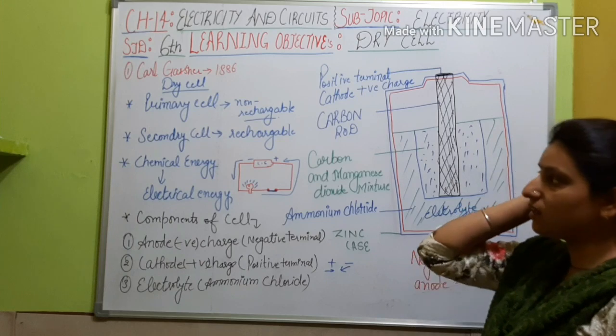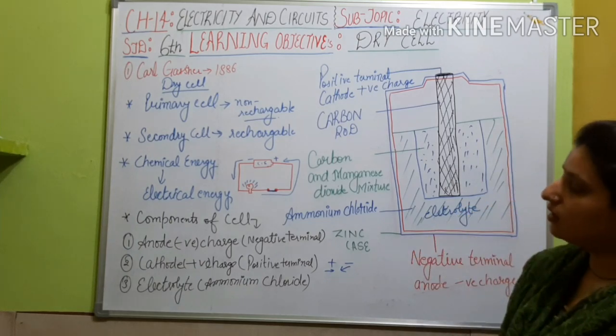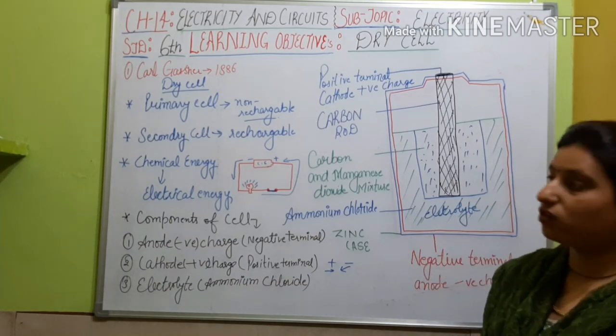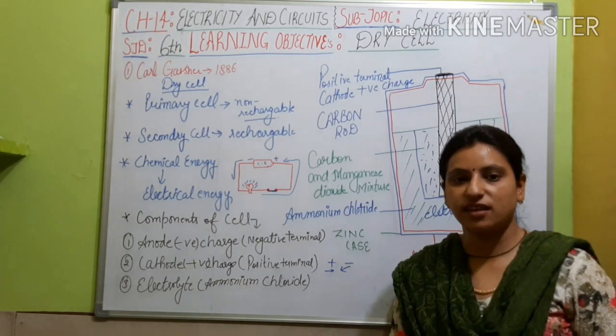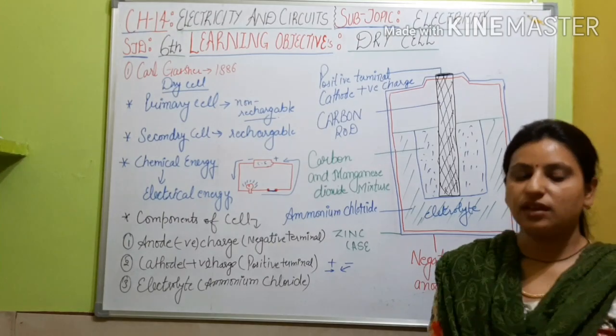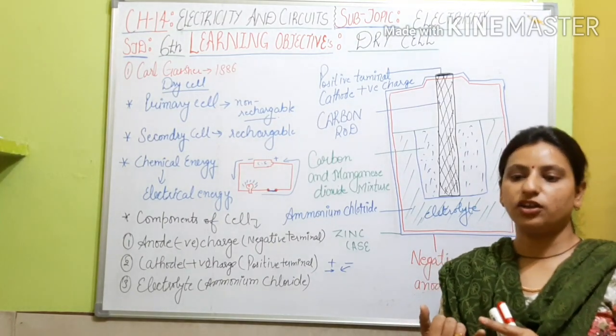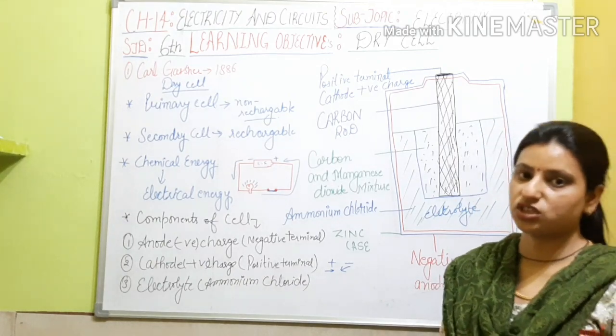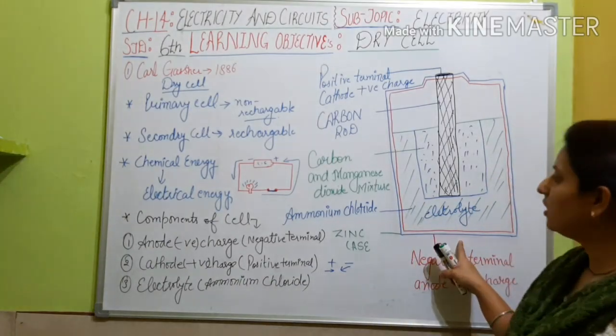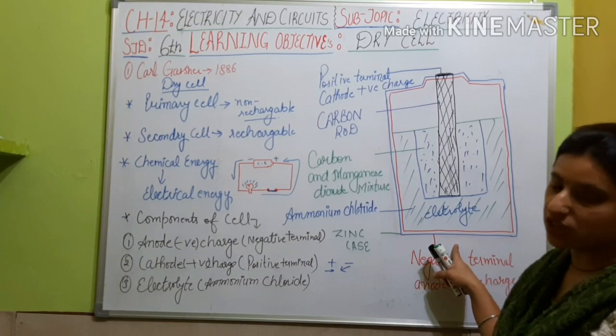So this is the very simple explanation of the dry cell, which was invented by Carl Gassner in 1886, and it is a primary cell. It means it is non-rechargeable. Some cells are rechargeable also, they are the secondary cells. For example, the lithium-ion battery of the mobile, your inverter battery, your car battery, they are the secondary cells, they are rechargeable. But once its chemical is used up, a primary cell can't be recharged again.